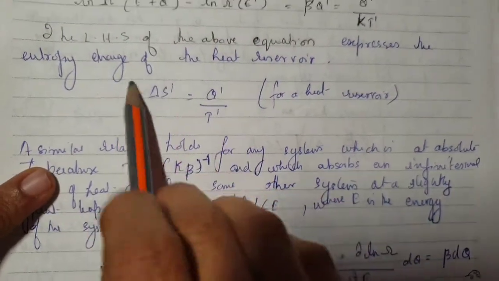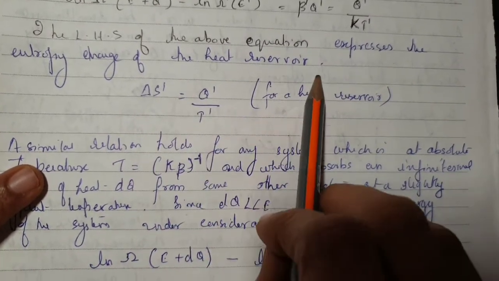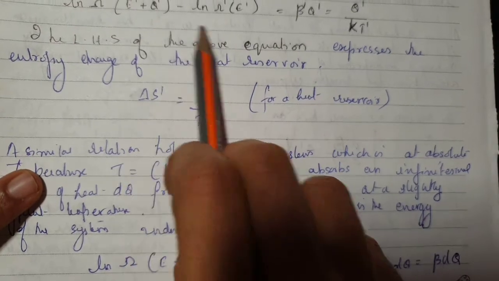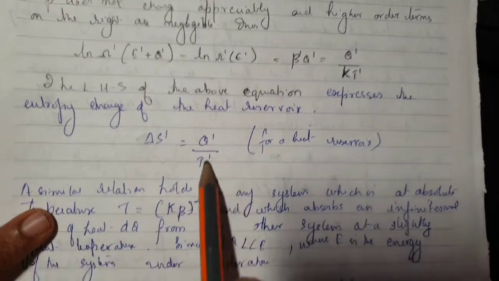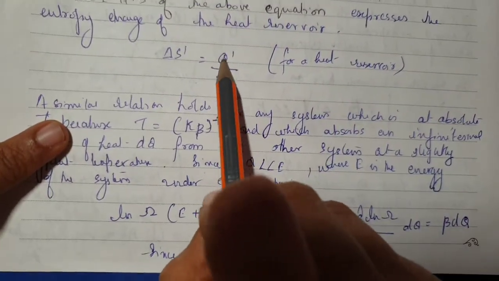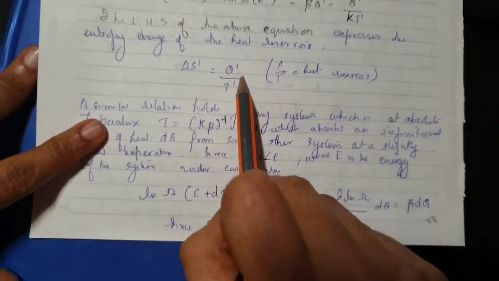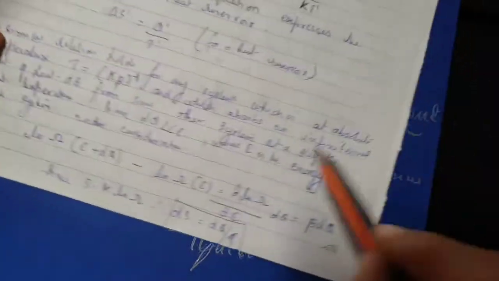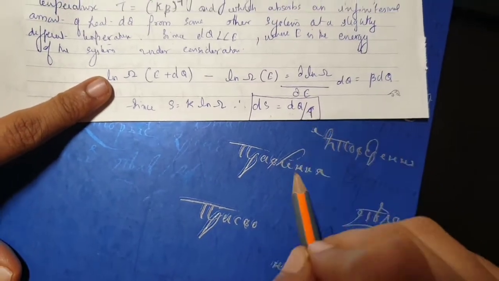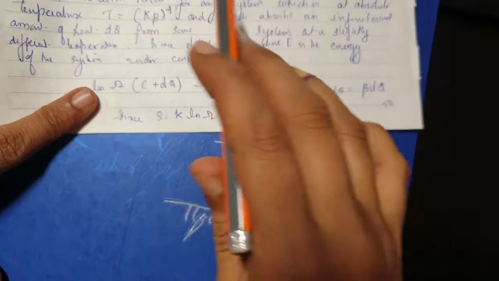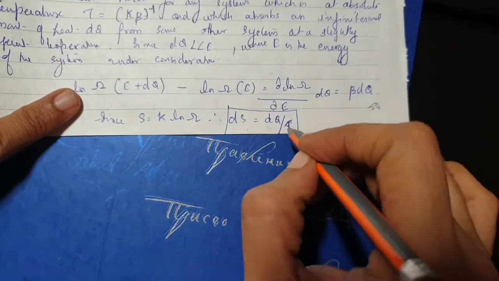Now the left hand side of the above equation expresses the entropy change of the heat reservoir. Since this is a constant, we can write it as Q dash by T dash. So delta S, the change in entropy, is dQ by T, the change in heat absorbed divided by the temperature. It's the same thing, I just wrote it again. So delta S is equal to the change in heat divided by the temperature of the system.